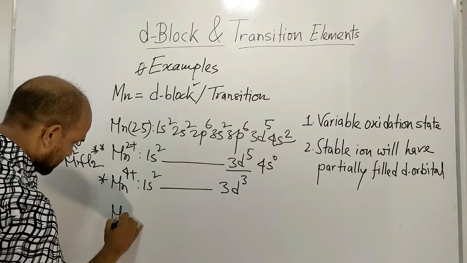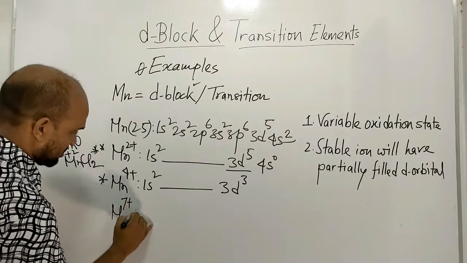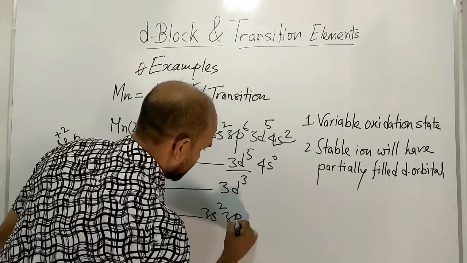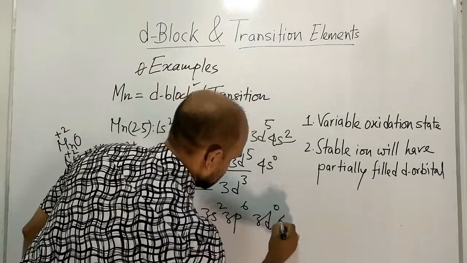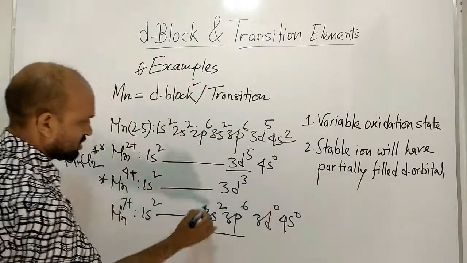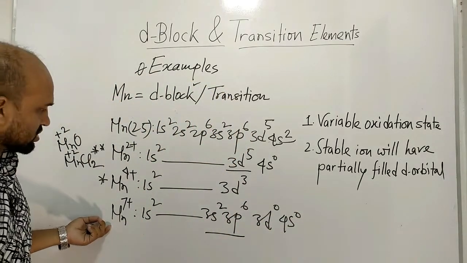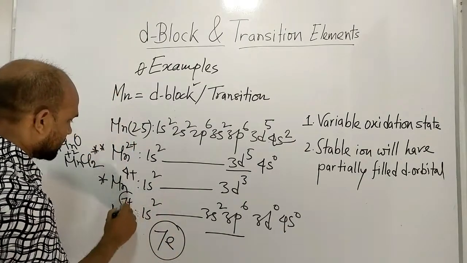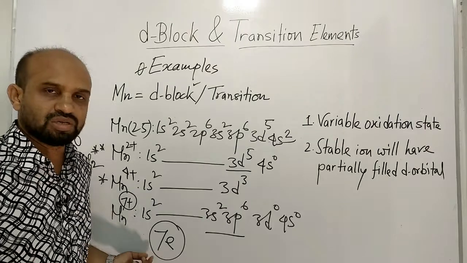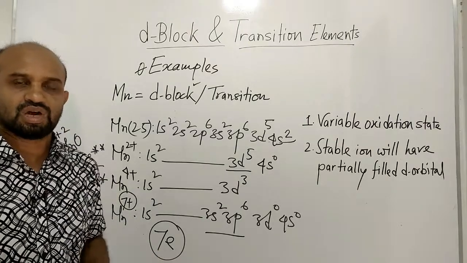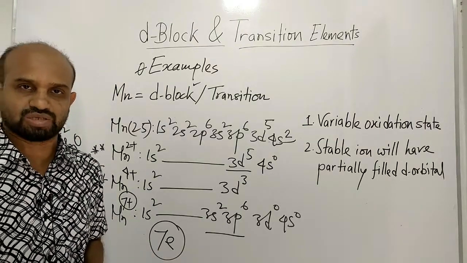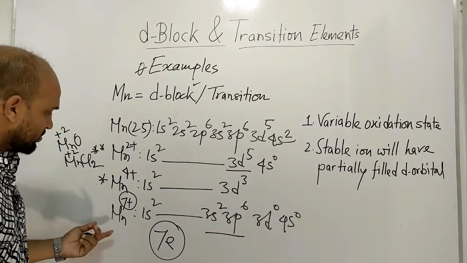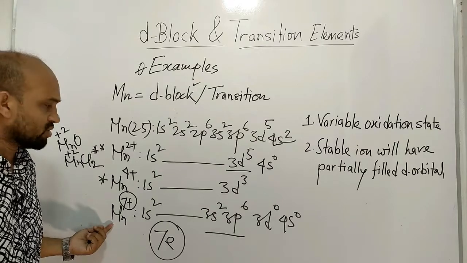Another one, let's see, manganese 7 plus: 1s2, 2s2, 3s2, 3p6, 3d0, 4s0. This is also stable, but to remove these 7 electrons it needs huge energy. That means ionization energy is too much. That is why formation of 7 plus is very tough, and for this reason this is not a stable ion.